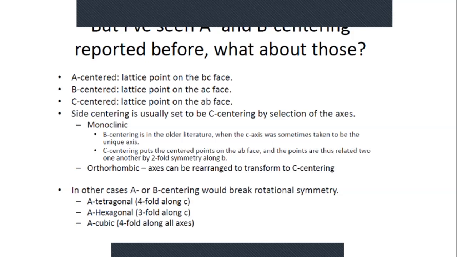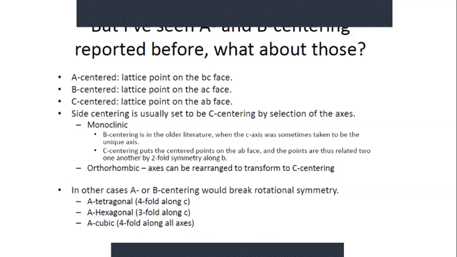Now, C centering is important for monoclinic because, as you can see there, it relates the lattice points to one another by twofold symmetry along B, which is the unique axis for monoclinic. Now, orthorhombic, even though there's A and B centering in orthorhombic, it can be rearranged so that it transforms into C centering. So any type of side centering can be translated into another side centered. So you can go from A centered to C centered, etc.